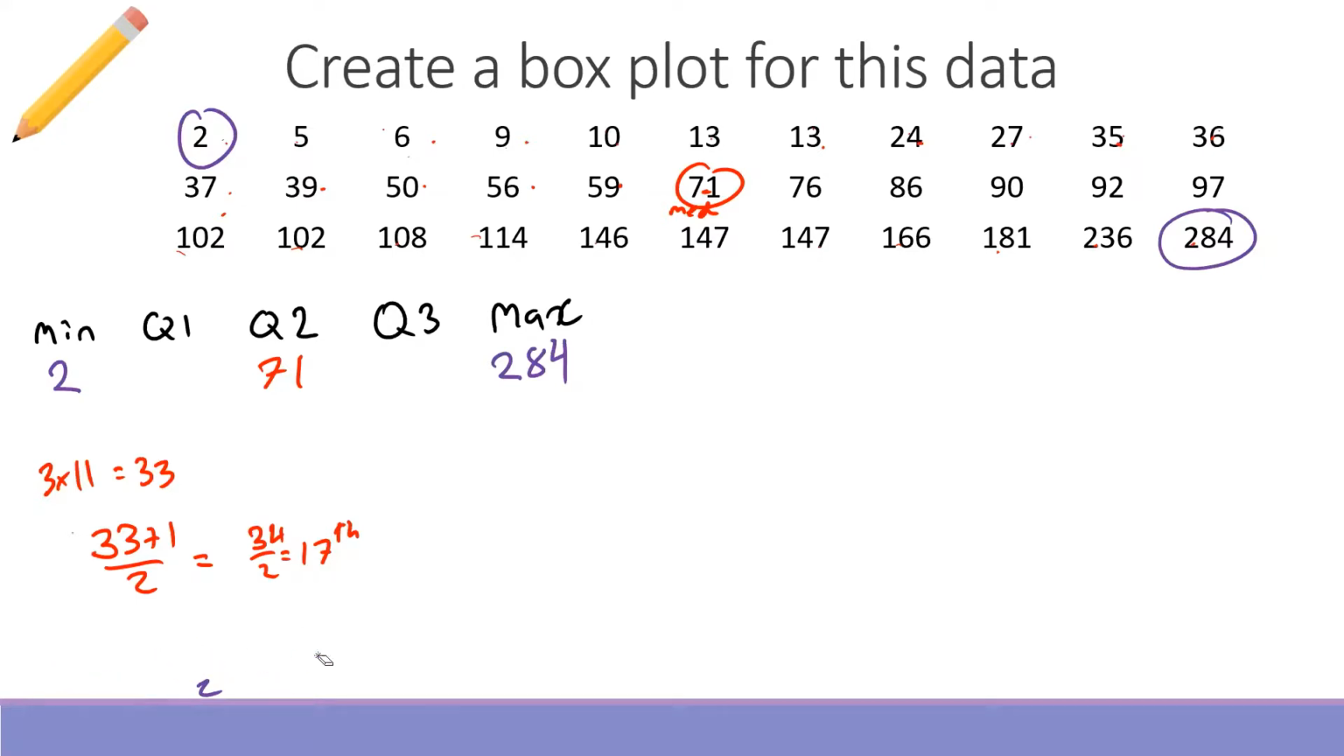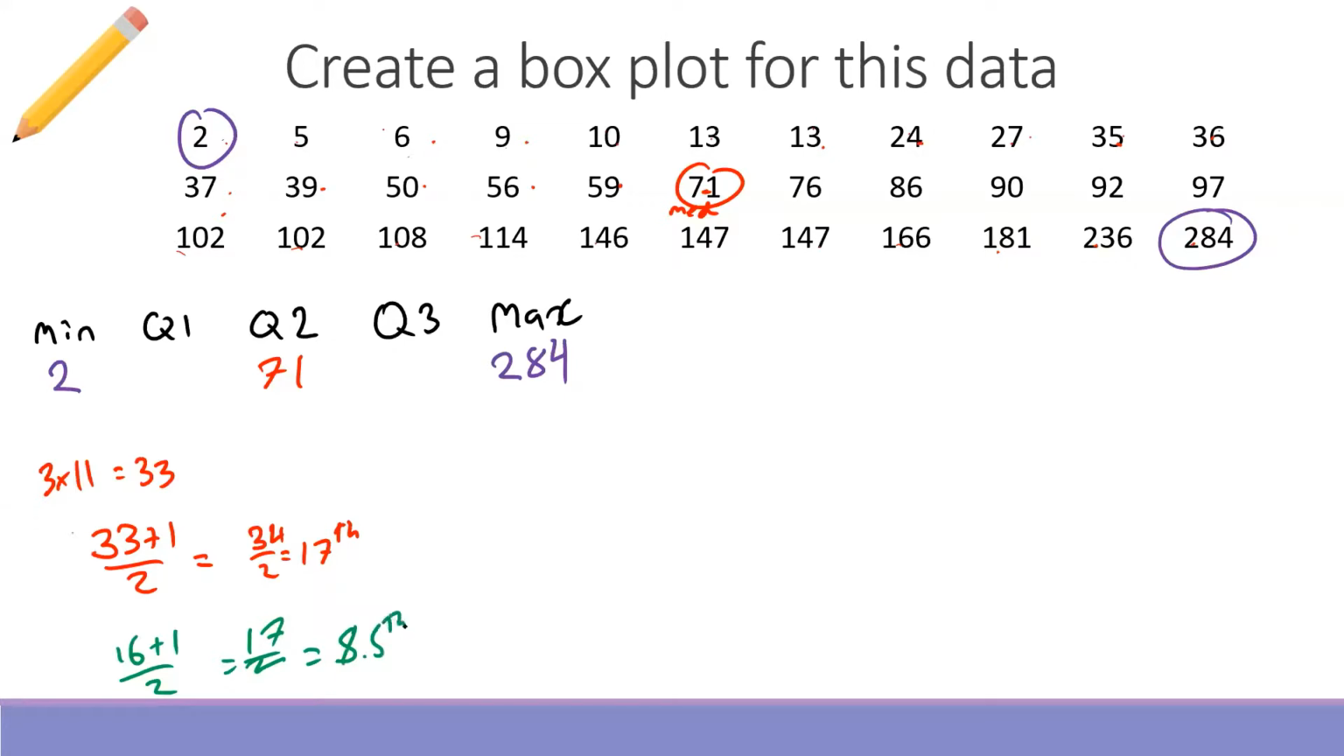Actually, I don't want to do this in purple. I want to do this in green. Not that it matters, but it matters to me. So 16 plus 1 divided by 2 is 17 divided by 2 equals 8.5.